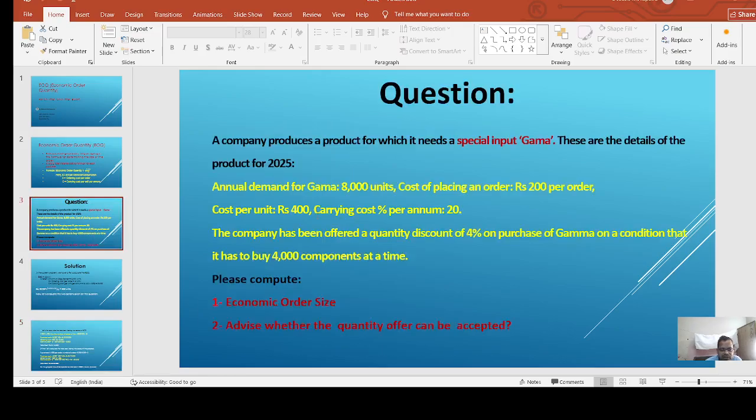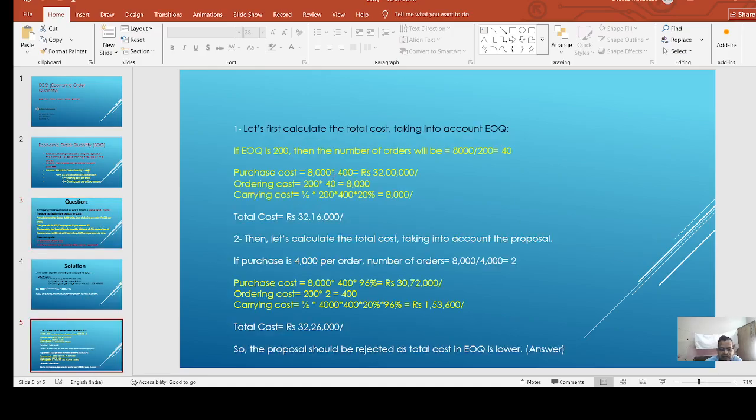Per unit cost is how much? 400. So it comes as 8,000 into 400 equals 32 lakhs. Ordering cost is how much? It is how many times the company has to order? 40 times we have got.